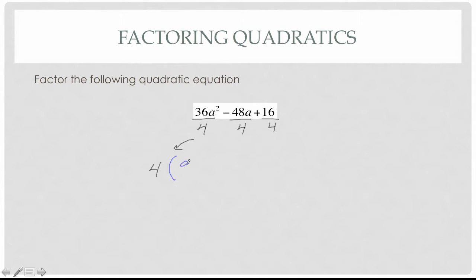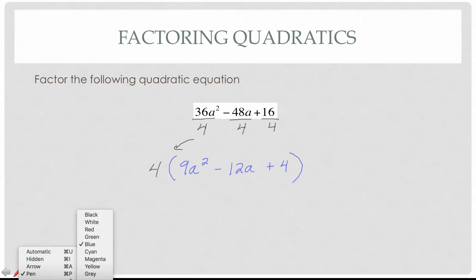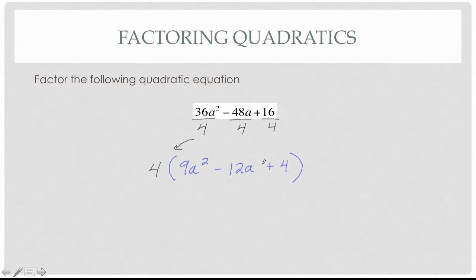36 divided by 4 is 9a squared. Ooh, 9 is something squared, I like that. 48 divided by 4 is 12, so minus 12a. 16 divided by 4 is 4. And here I've got something squared. 9 is 3 squared. 4 is 2 squared again. And I've got a middle term of negative 12a. I'm thinking this might be a special case where it is 3a minus 2 times 3a minus 2.